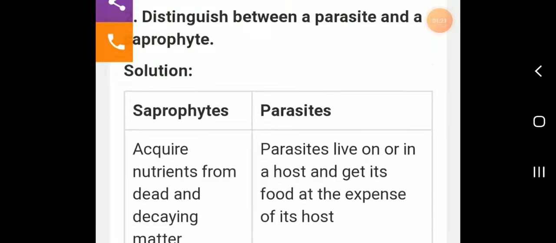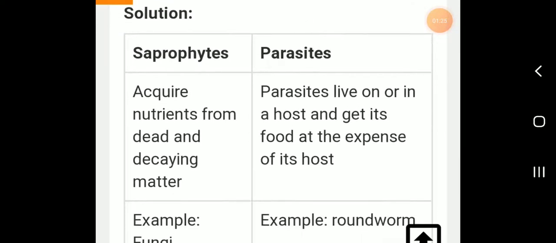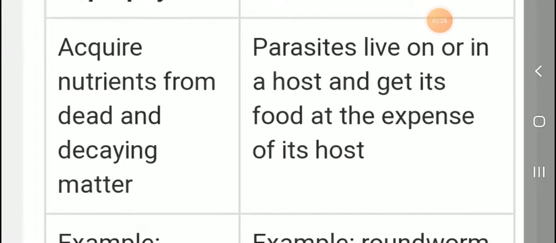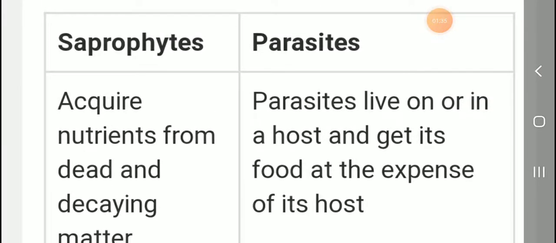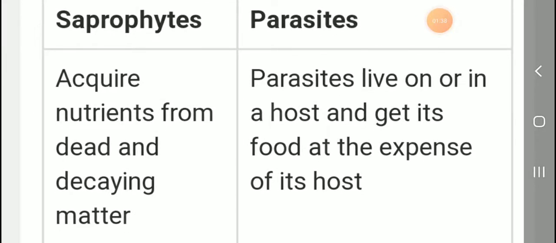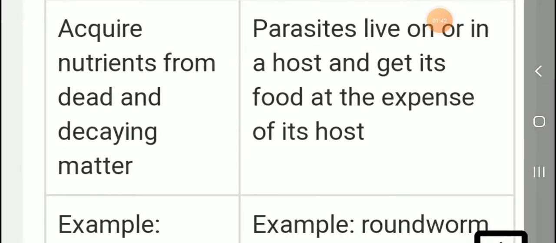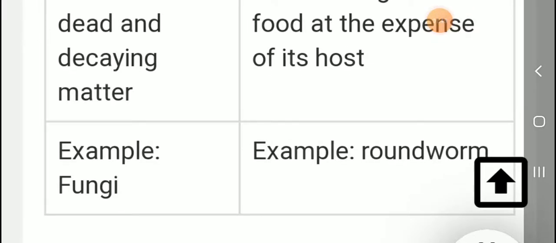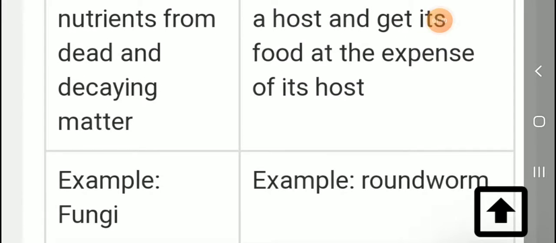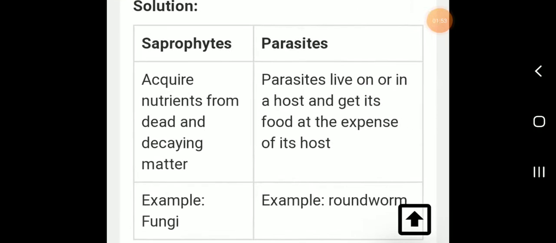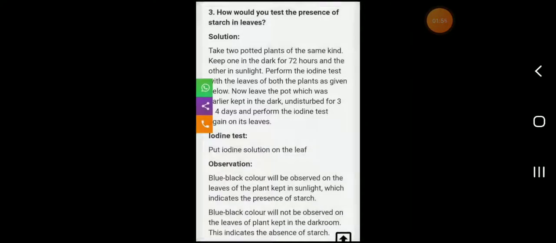Next, distinguish between parasites and saprophytes. Listen. Saprophytes acquire nutrients from dead and decaying matter. Parasites live on or in a host and get their food at the expense of the host. Example of saprophytes: fungi. Example of parasites: roundworm. Okay, next, students.